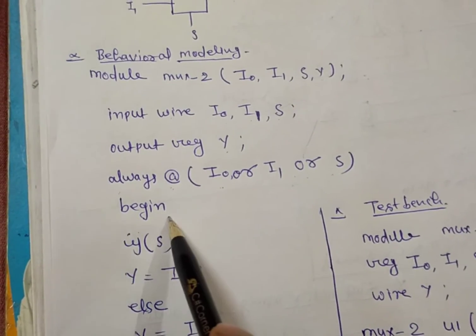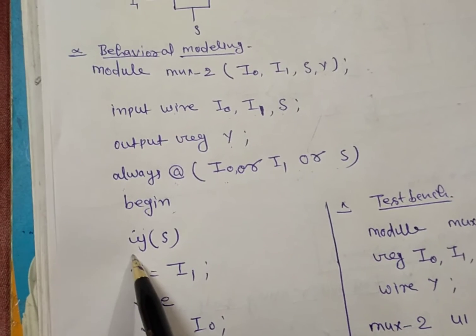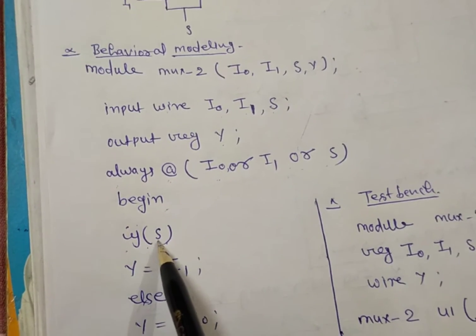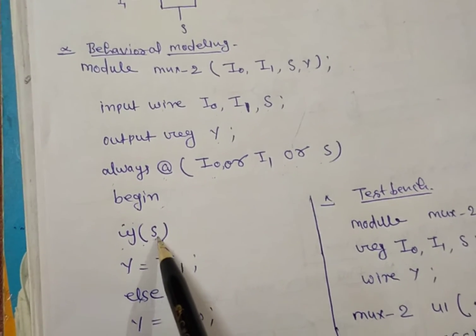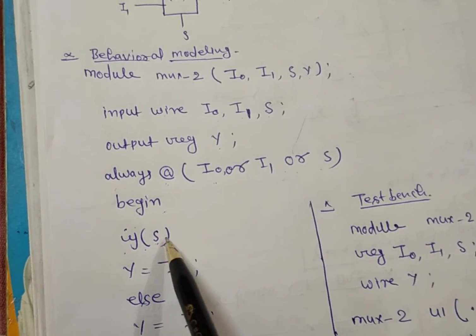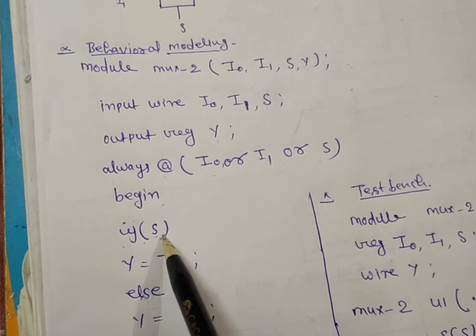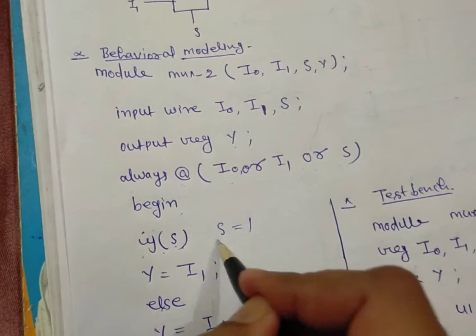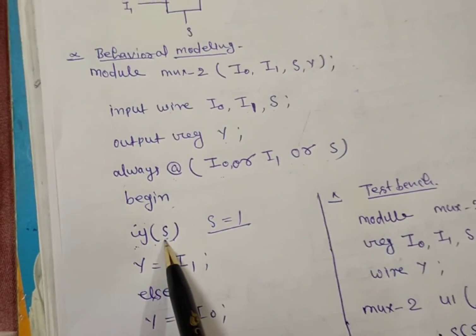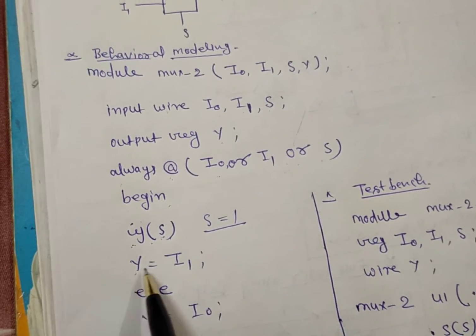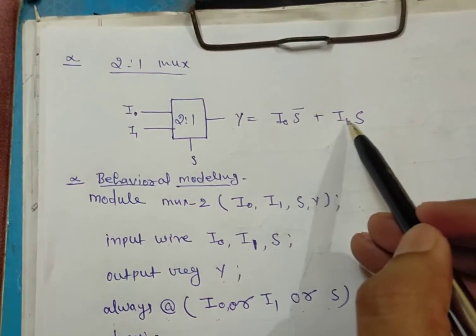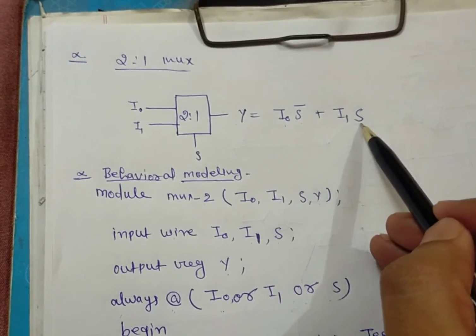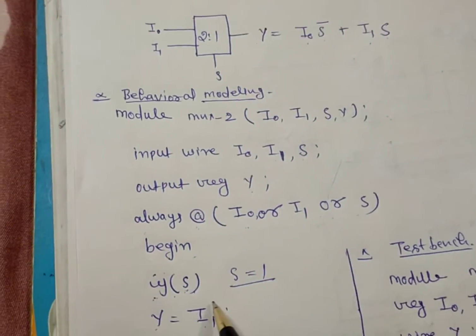Okay, then begin and write the condition if bracket S. This S represents the value of S. If simply written S, because this S represents the select line, in simple form it represents that the value of S is equal to 1. So if the value of S is 1, then the output Y equal to I1. According to the circuit diagram I have already discussed, when the select line is 0, output is I0. When the select line is 1, output is I1. Same thing is written here.